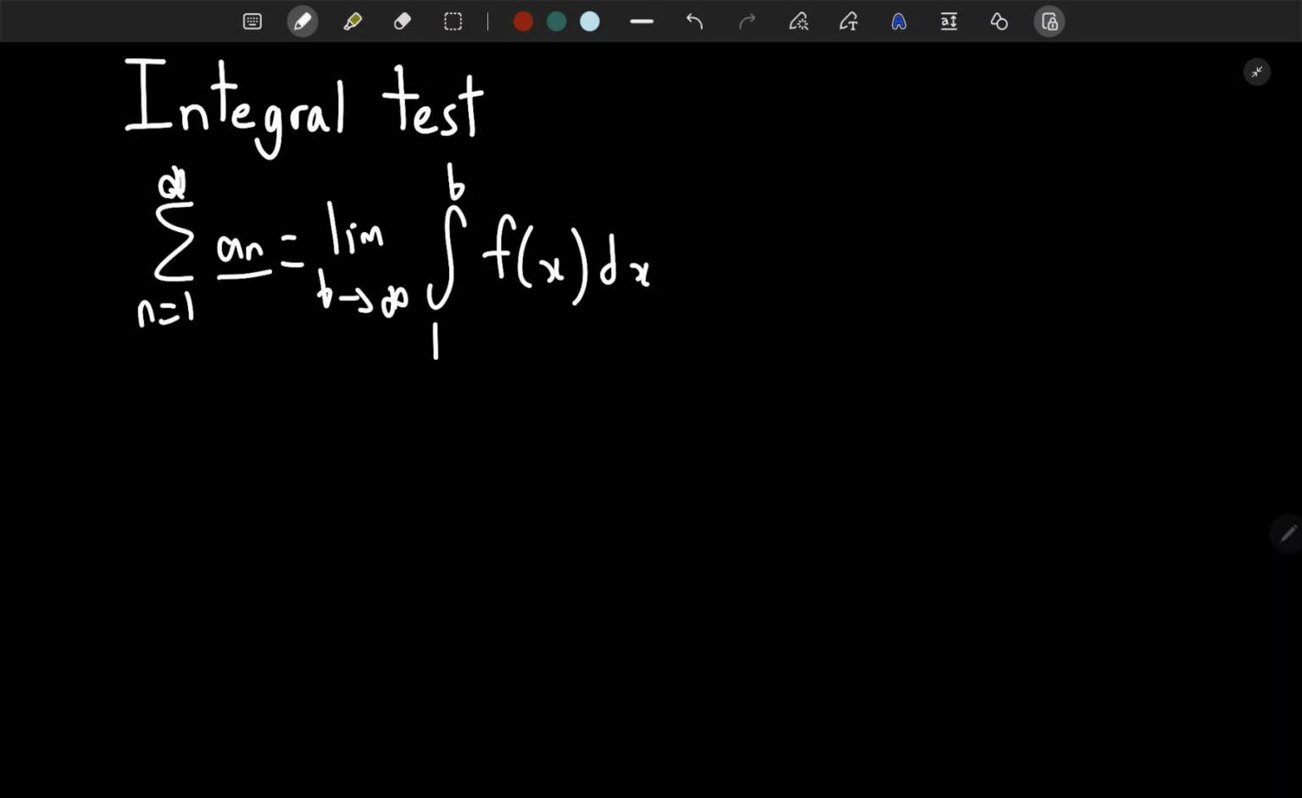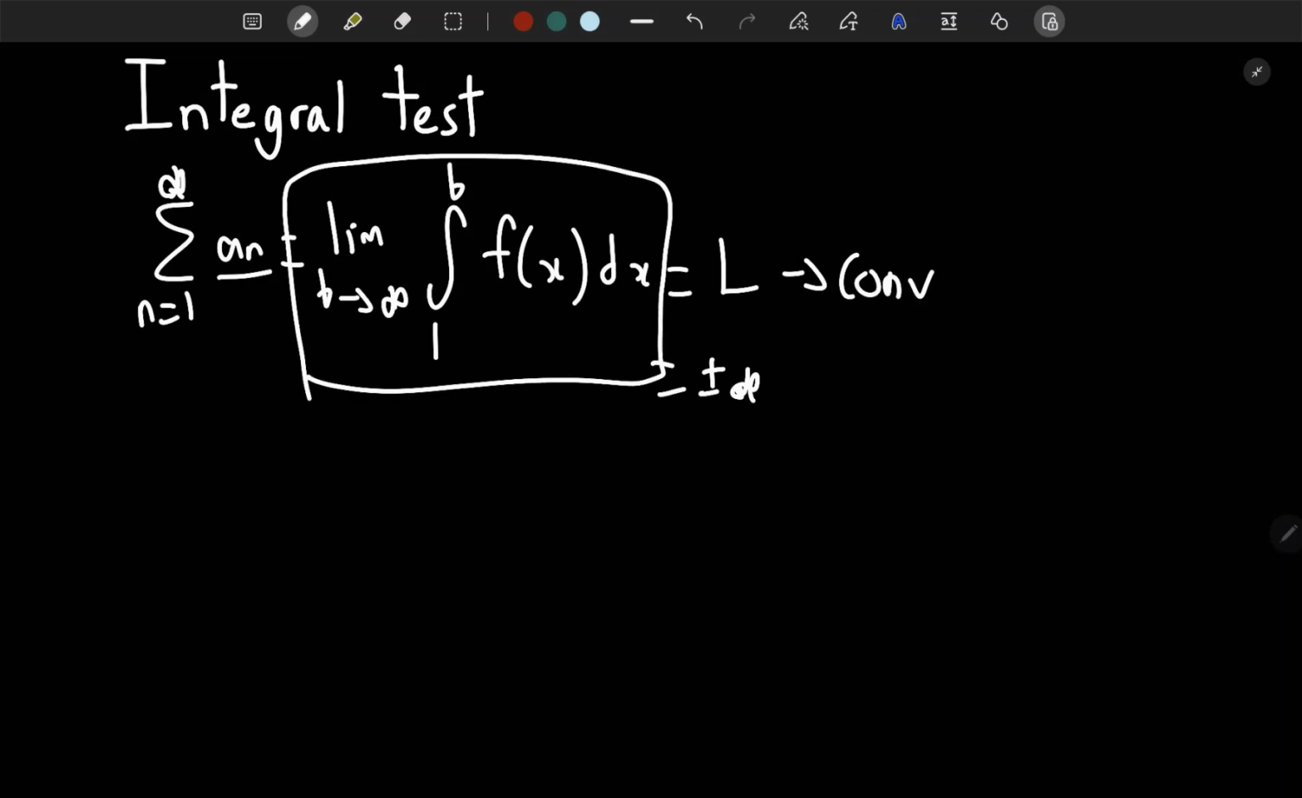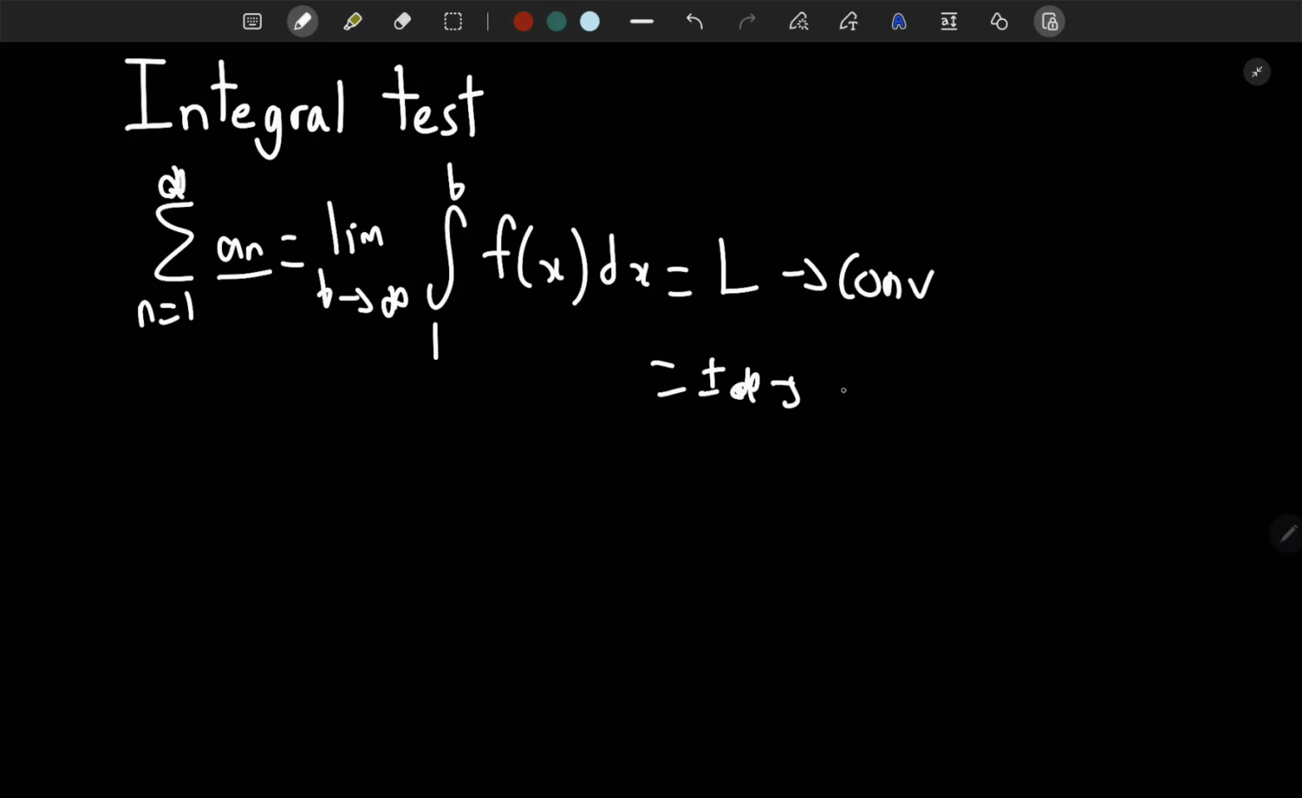Now if this integration gives you a finite number, let's call it L, this means that this sequence is a converging sequence. If you have either plus or minus infinity as the answer of this integration, then your sequence is diverging. Now you might be thinking that this test is so simple, we can literally find out for any sequence or series whether it's converging or diverging.